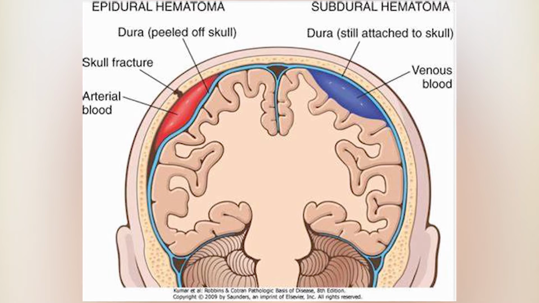There are some conditions that do mimic strokes. You have hypoglycemia, post-ictal state, as well as subdural or epidural bleeding.